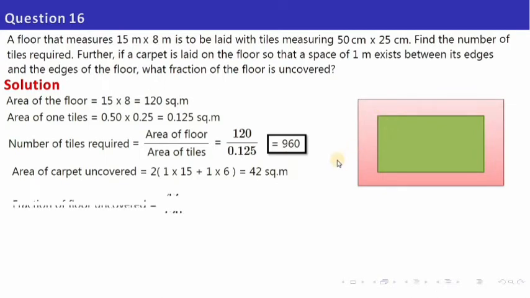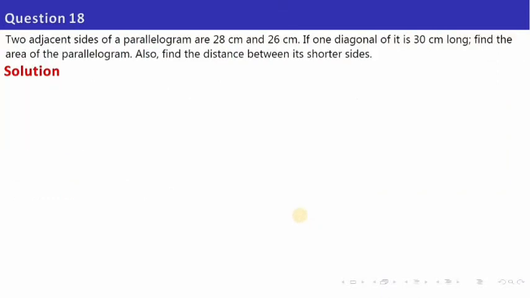Okay, right? So that's why fraction of floor uncovered: see this much part out of 120. This entire area is 120. So from 120, 42 is uncovered, isn't it? So do the cancellation, you get your answer to be 7 by 20, right? So pause the video and note down your solution. Let's move to the next question.